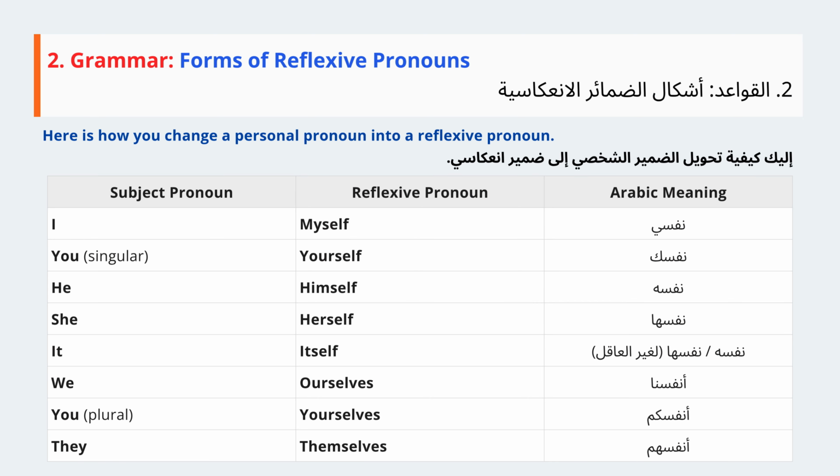Here is how you change a personal pronoun into a reflexive pronoun. I becomes myself. You, singular, becomes yourself. He becomes himself. She becomes herself. It becomes itself. We becomes ourselves. You, plural, becomes yourselves. They becomes themselves.